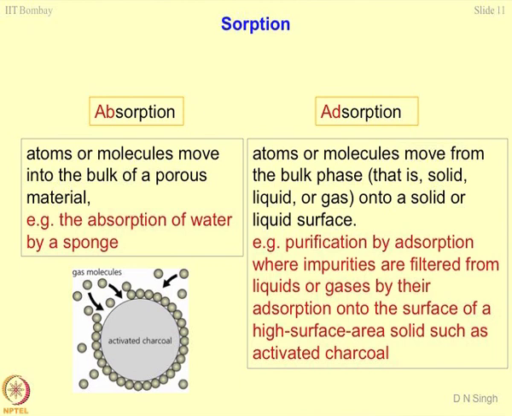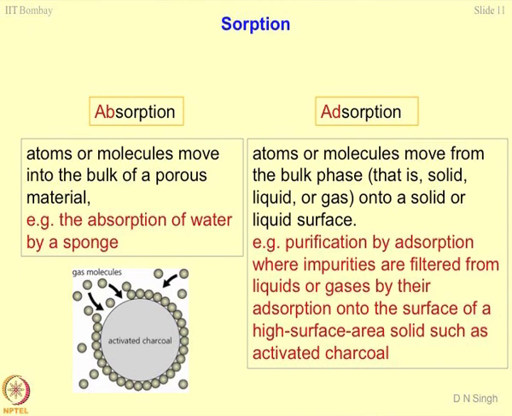It has two components, absorption and adsorption. What is absorption? Atoms or molecules move into the bulk of a porous material. Example, the absorption of water by a sponge. Now, once this mechanism is over, then the tendency of the system is to migrate into the molecules or atoms. Now, this is what is going to be adsorption.